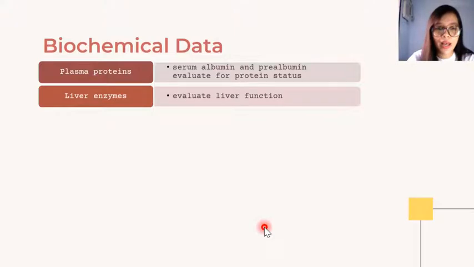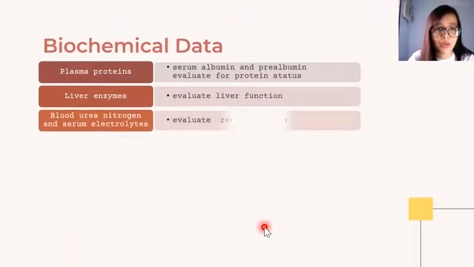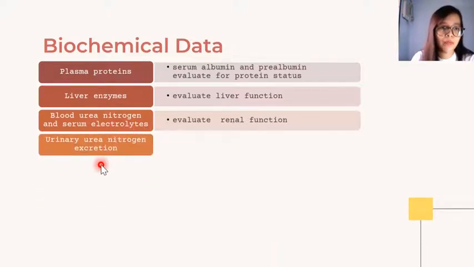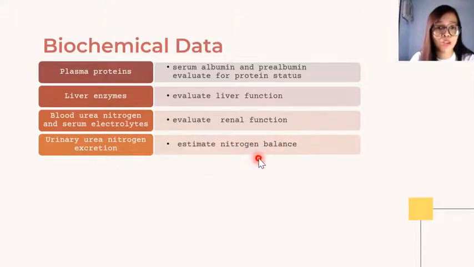And then we have blood urea nitrogen and serum electrolytes, which evaluate renal function. If your kidney is not functioning well, chances are you will have an increased level of potassium, which is part of your electrolytes. And then we have urea nitrogen excretion, which helps estimate nitrogen balance.